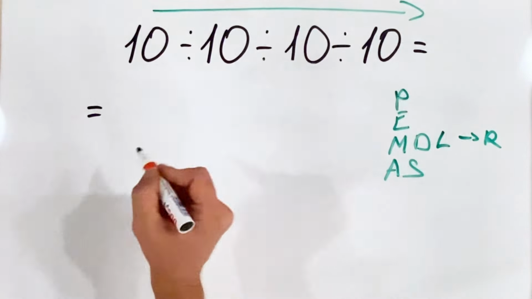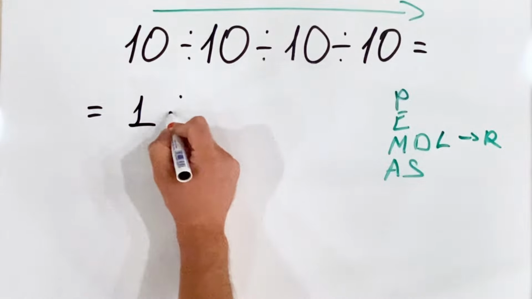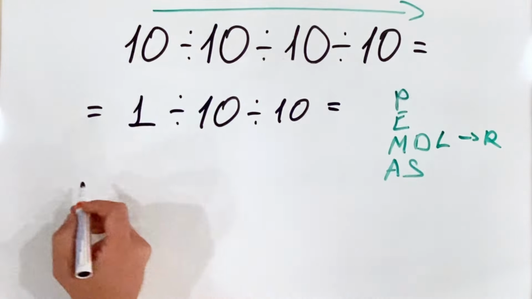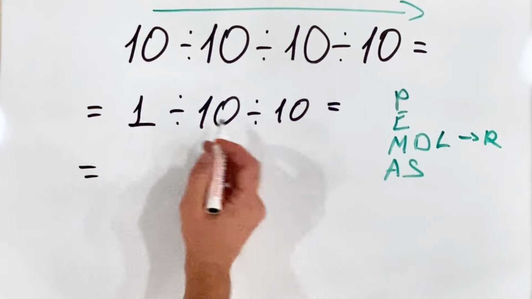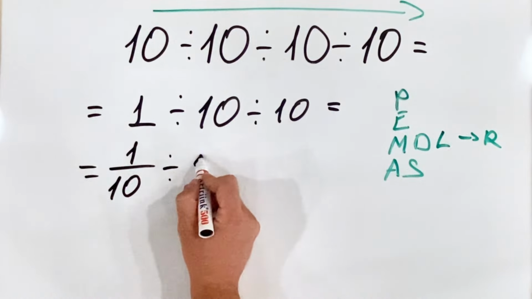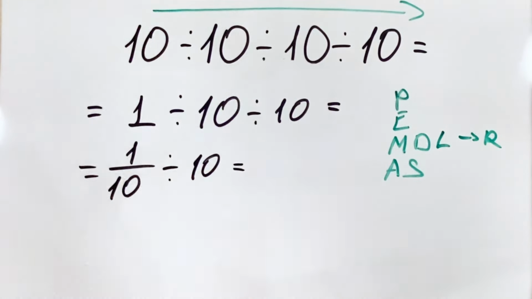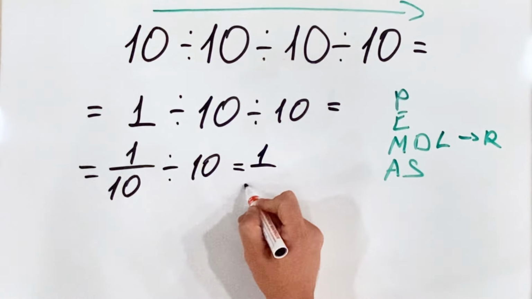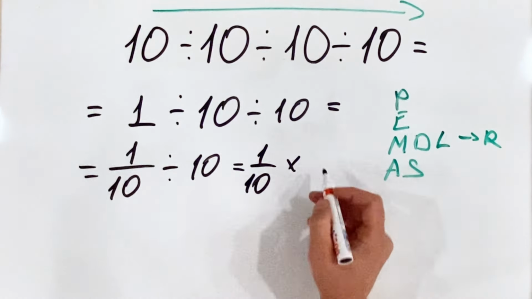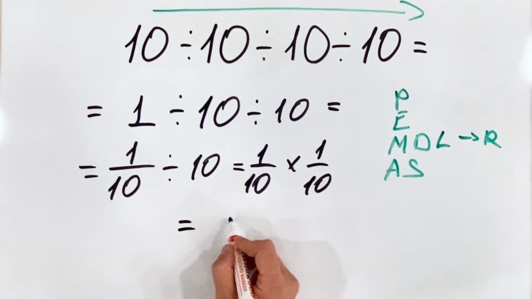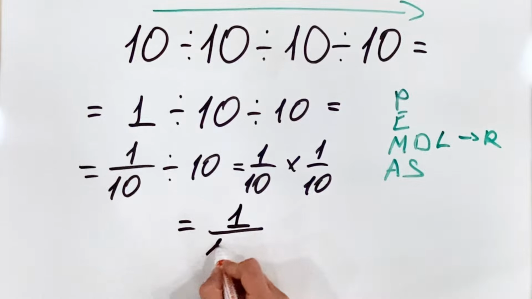So we have 10 divided by 10, which is 1, divided by 10, and divided by 10. Here we have 1 divided by 10, we can write it as a fraction. And then we have divided by 10. When we have a division, we can multiply with the inverse number. So we have 1 over 10 multiplied by 1 over 10. And the answer is 1 over 100.